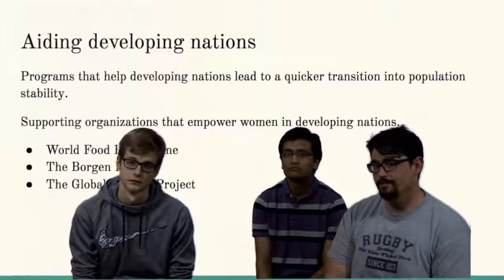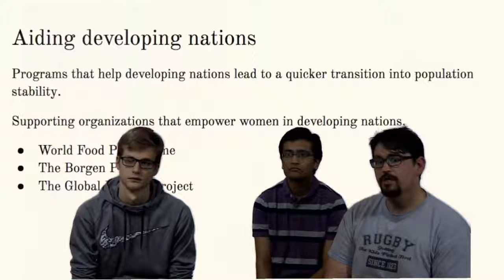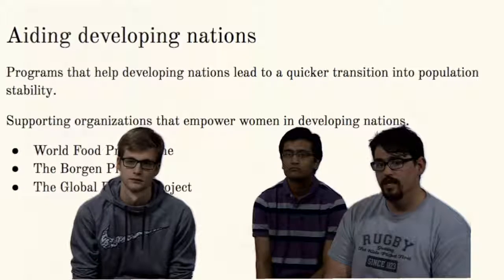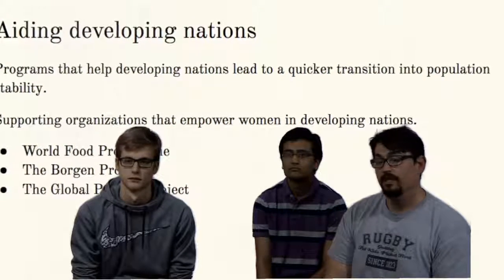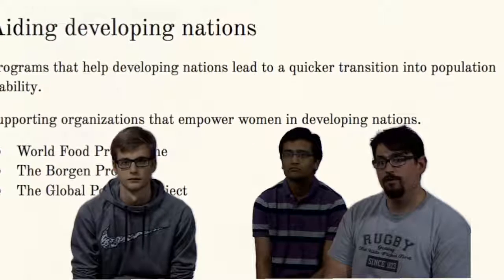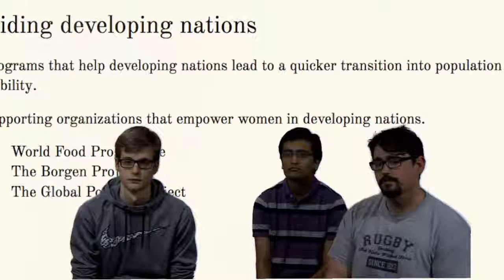Aiding developing nations. Programs that help developing nations lead to a quicker transition into population stability. Supporting organizations that empower women in developing nations. Examples of these are the World Food Program, the Borgen Project, and the Global Poverty Project.